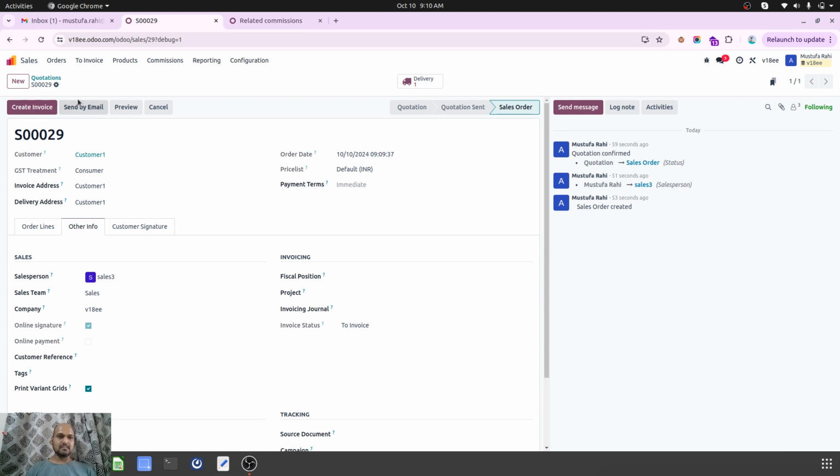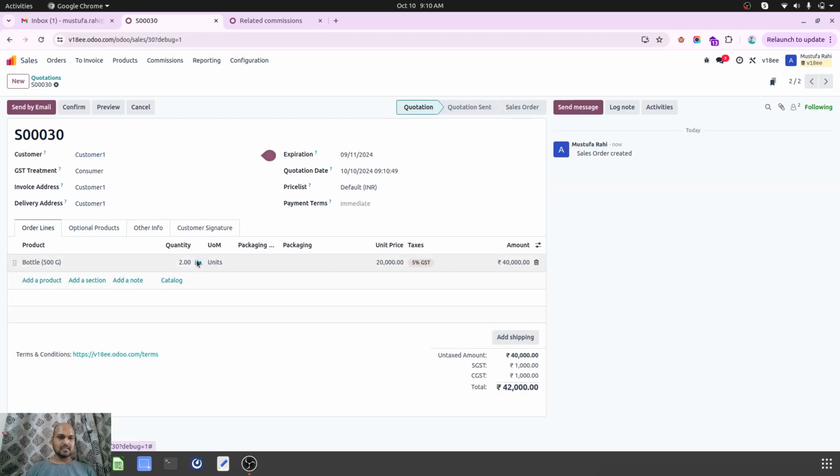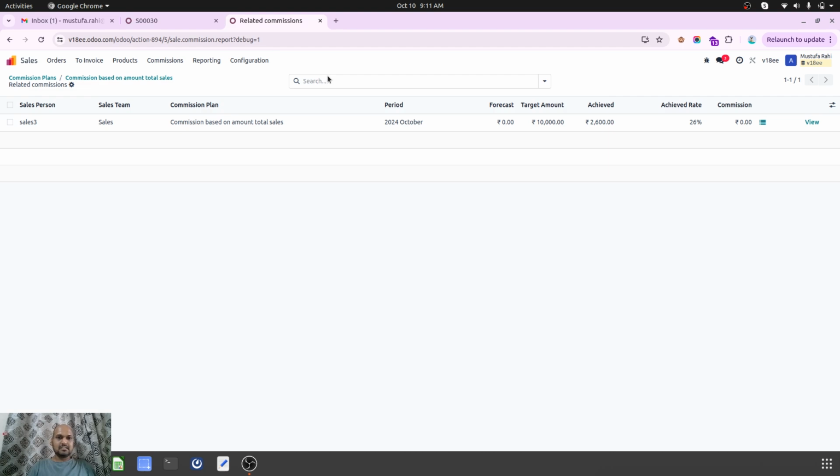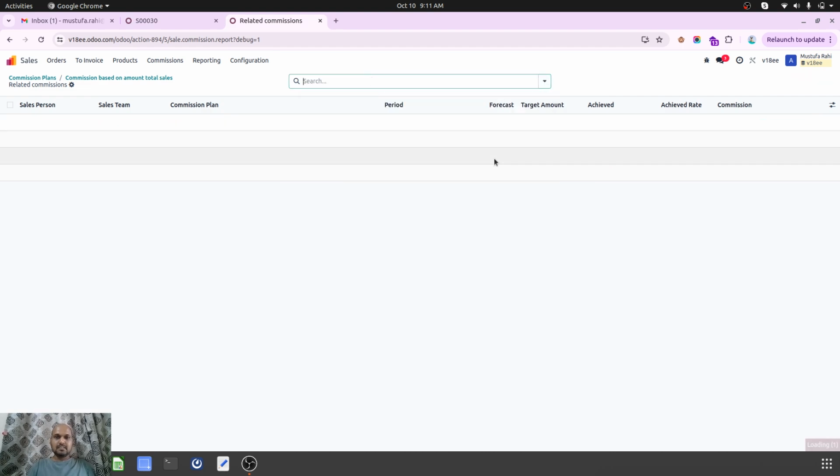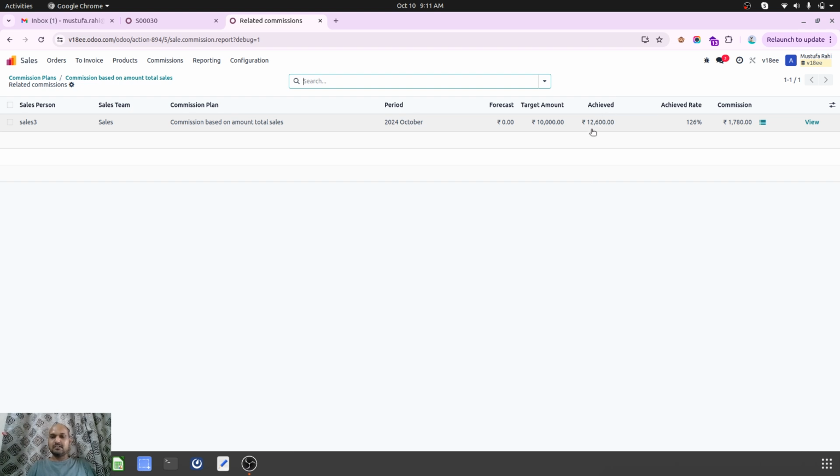So now let's see, I am creating another quotation, and then let me revise the value to, let's say, 50,000 each. So the total amount goes to 2 lakh rupees. Everything remains the same, and I confirm this order. And now let's see the achievement. So the achievement is 12,600. Now you can see the commission starts getting calculated based on the sold amount.